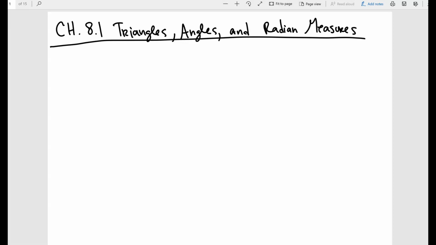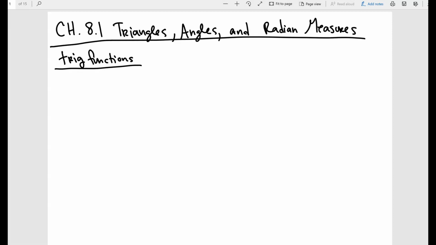This is going to be 8.1, triangles, angles, and radian measures. So far we've had different types of functions that we've talked about, but this chapter is going to be very particular because not all functions have an exponential growth or something looks parabolic. They can be very different. So, for example, one of these types of functions are what we call trig functions.